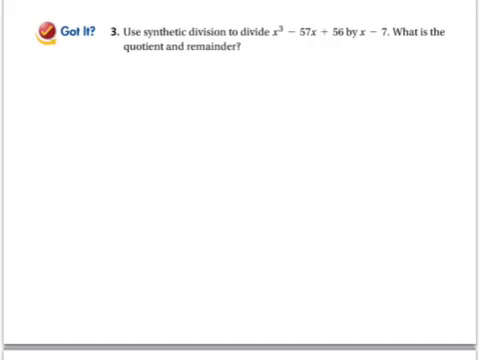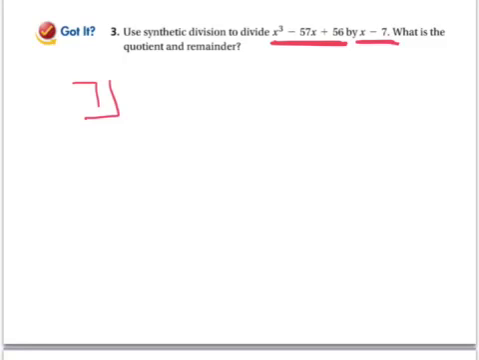So we are dividing x cubed minus 57x plus 56 by x minus 7. So the first thing that you want to do is reverse the sign of the divisor. So instead of x minus 7, you're going to use 7. And then you want to list the coefficients. Now this one's a tiny bit different. And can anybody guess why?